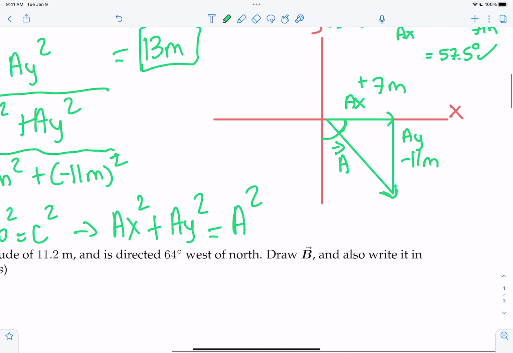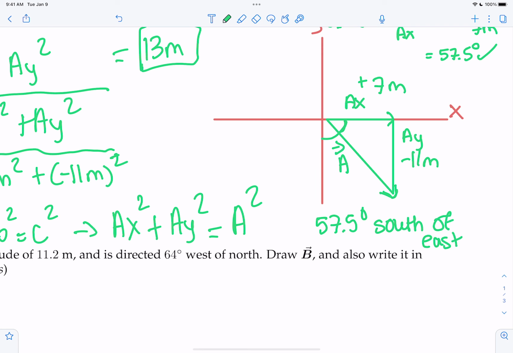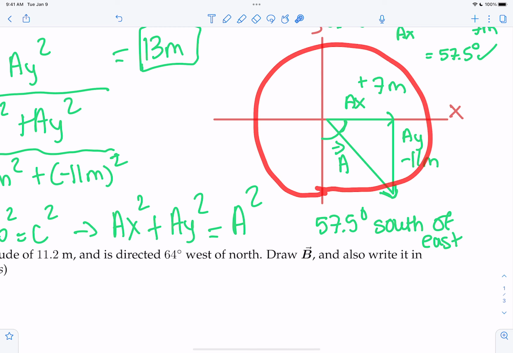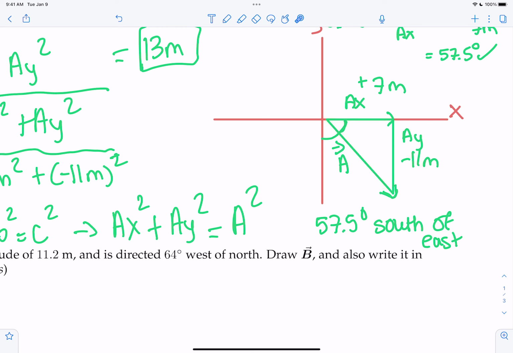Now we just have to indicate the direction, and we already figured that out because we chose which direction we wanted to calculate the angle for. That's going to be 57.5 degrees south of east. Alternatively, if you think about this coordinate plane as a clock, and this is your minute hand, it's clockwise. Imagine if you grabbed this hand and moved it this way, you went clockwise from the positive x direction. That's another way you can do it.